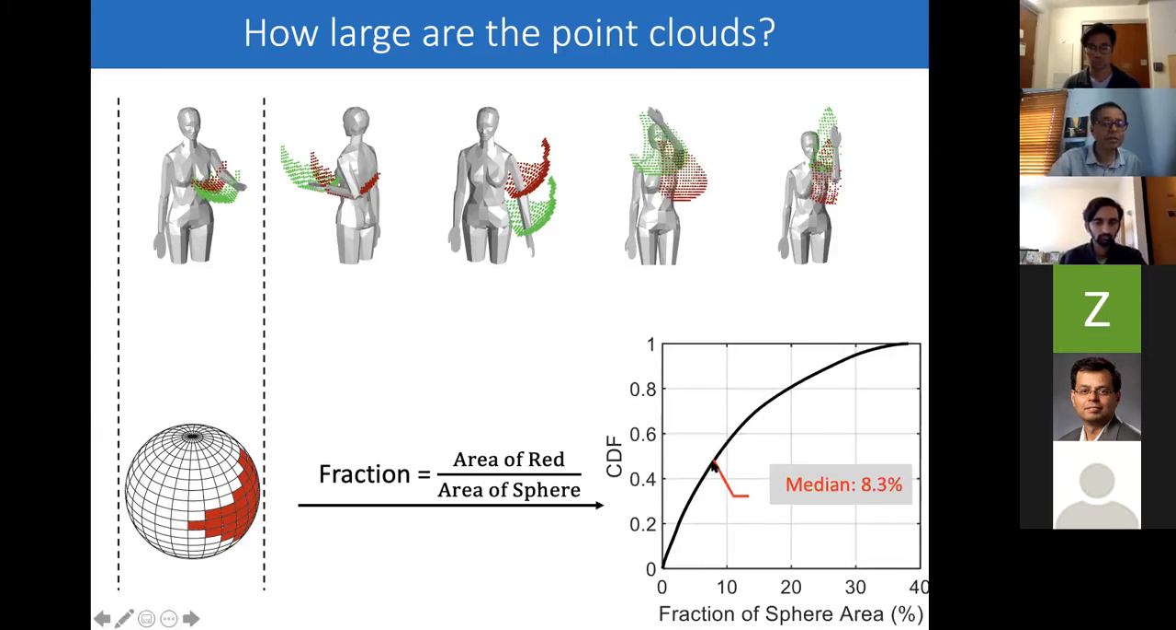On average, the point cloud is 8% or 9% of that sphere. Of that whole sphere that the wrist can be at, or the elbow can be at, the elbow can only be within 9% of that whole sphere.